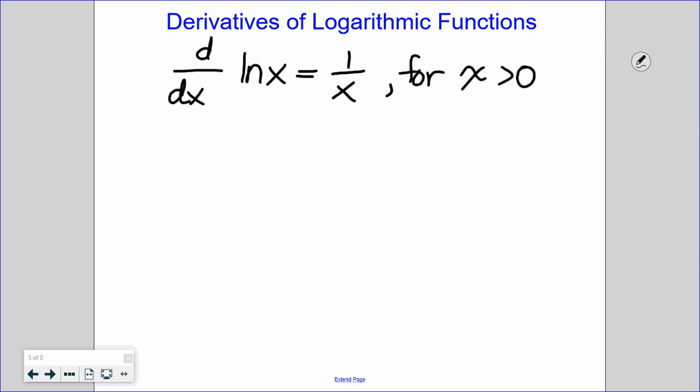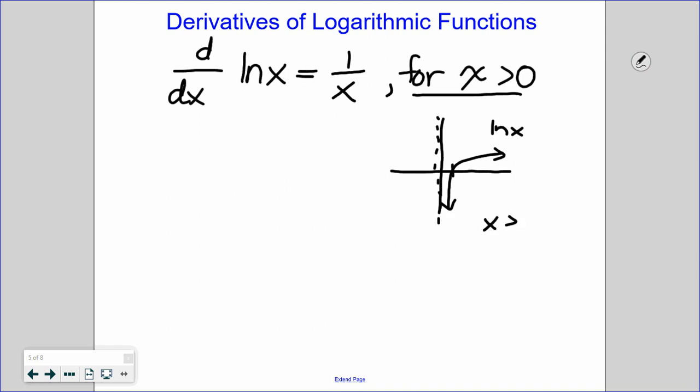Now, why do we need this? Because the domain for natural log of x is x greater than 0. You cannot plug 0 into a logarithm, nor can you plug in a negative number into a logarithm. If you remember, the graph of natural log of x looks like this, and you can see there's a vertical asymptote, so your domain would be x is greater than 0.